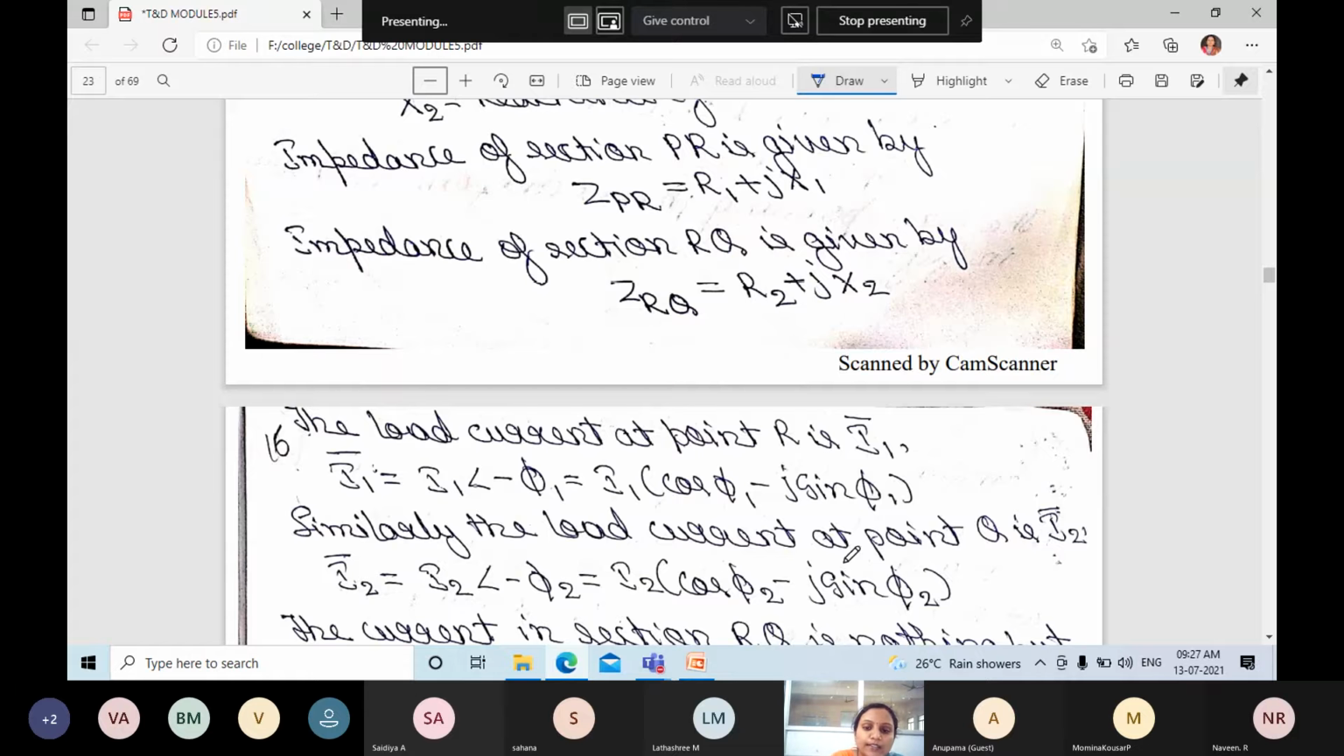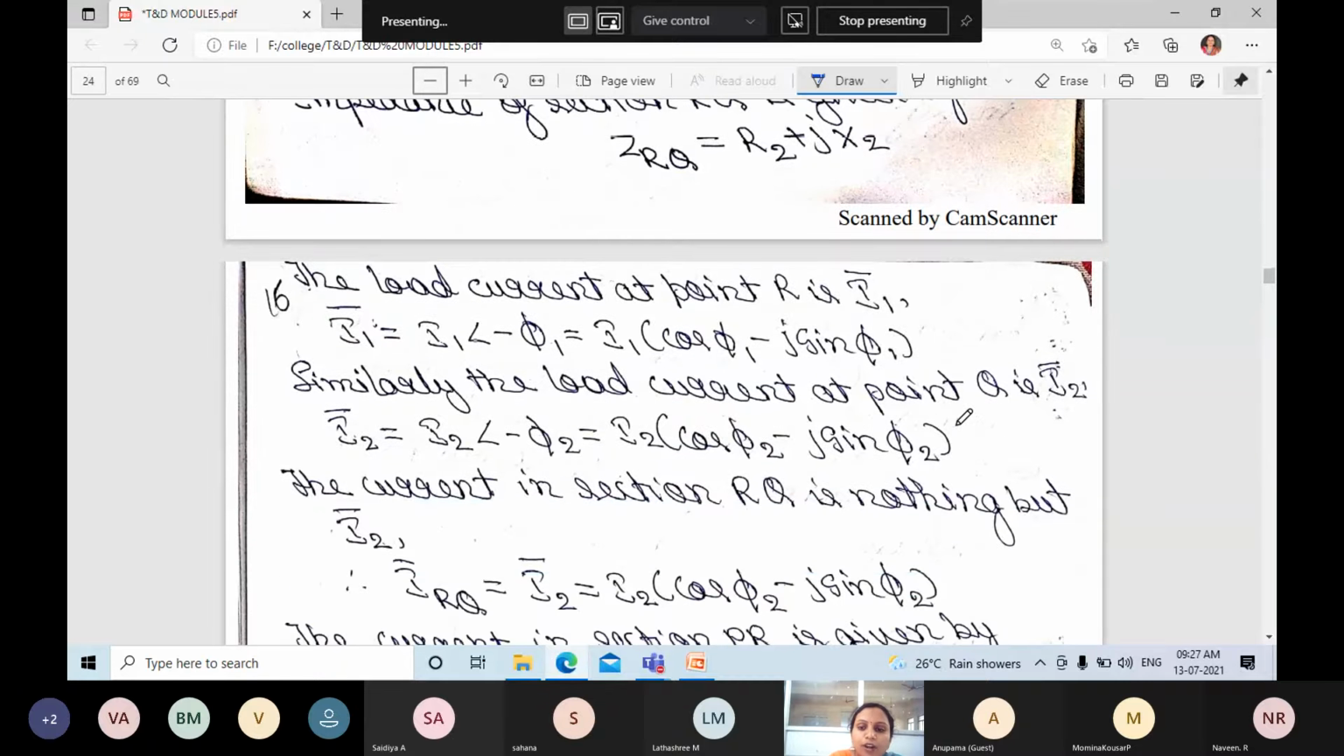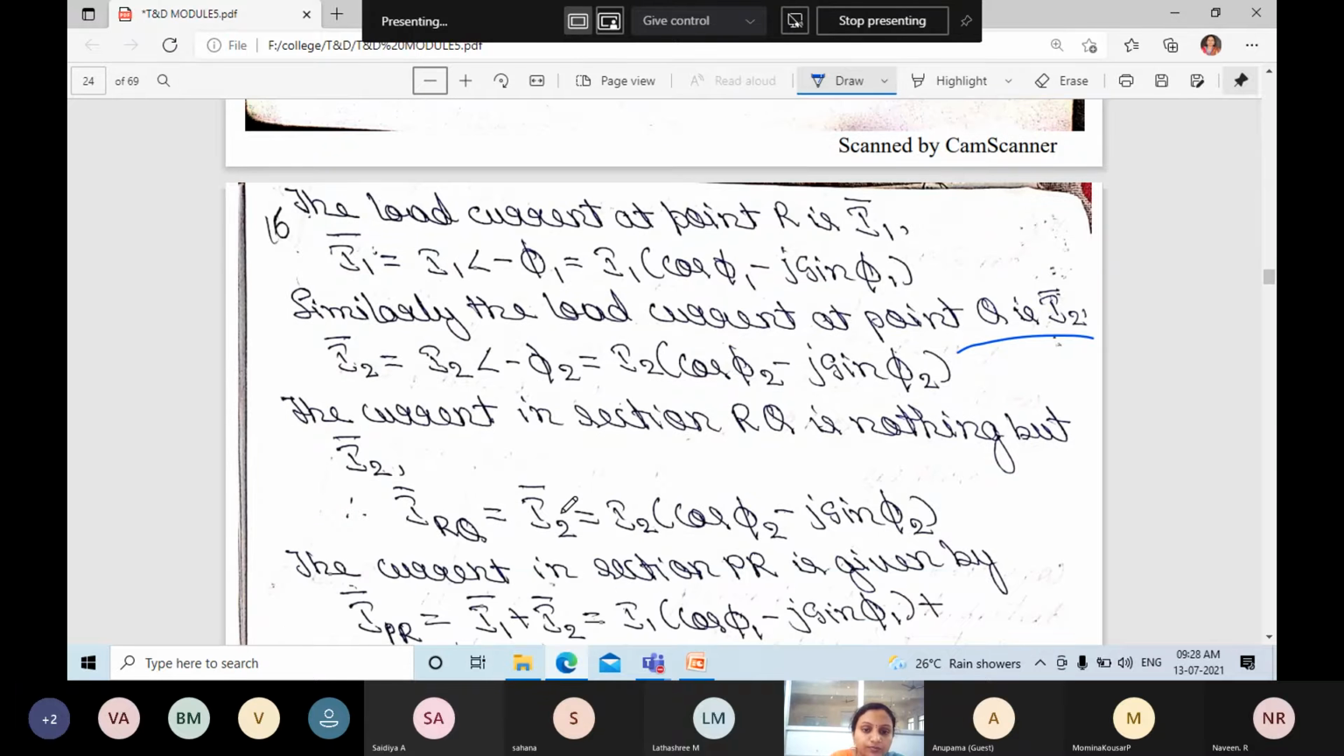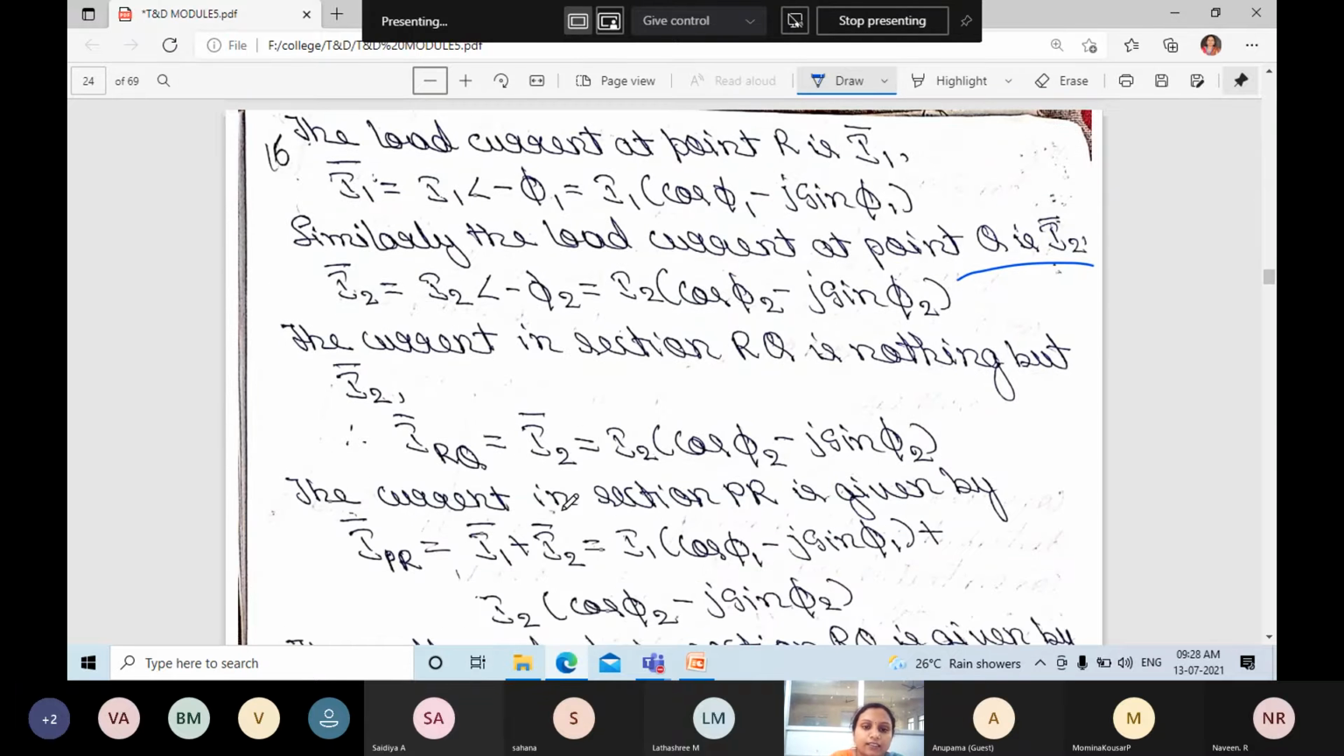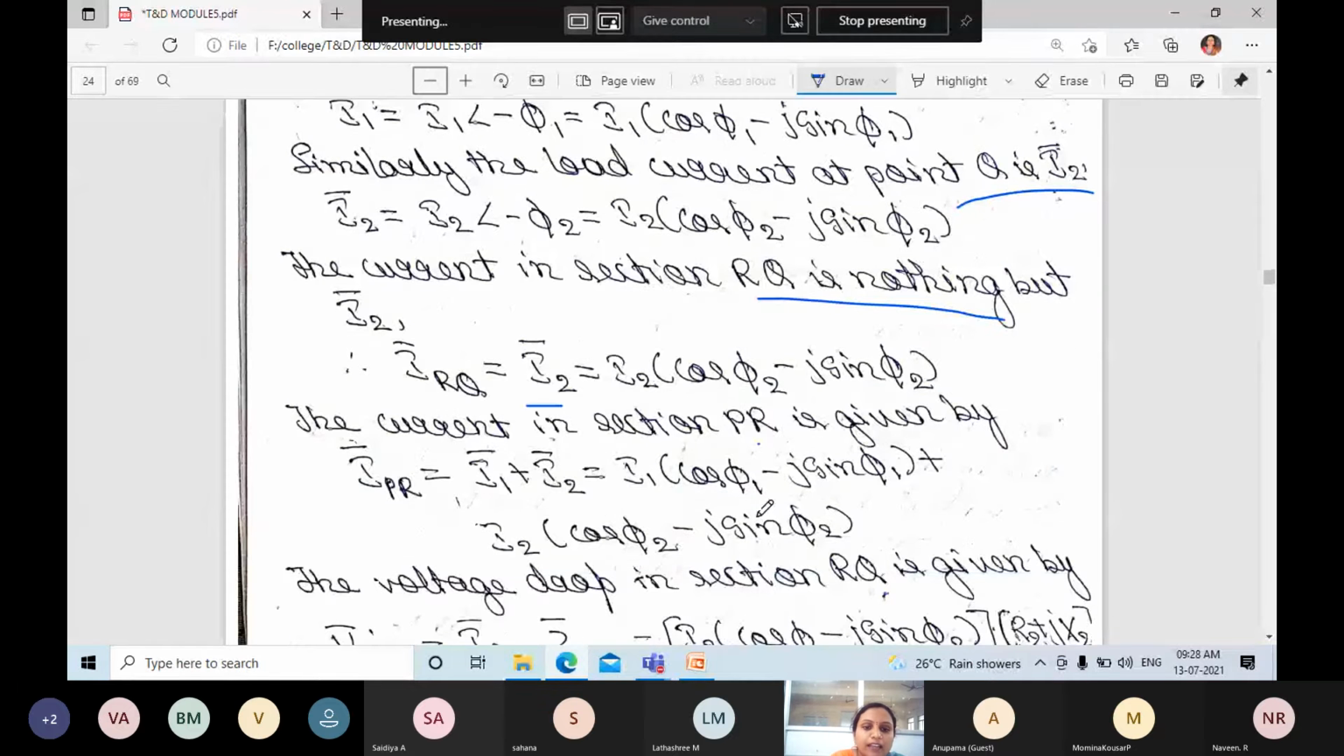Similarly, the load current at point Q is I2 at angle minus phi 2, lagging, so it equals I2 cos phi 2 minus j sin phi 2. The current in section RQ is nothing but I2, that is IRQ equals I2 cos phi 2 minus j sin phi 2, and the current in section PR is given by I1 plus I2.